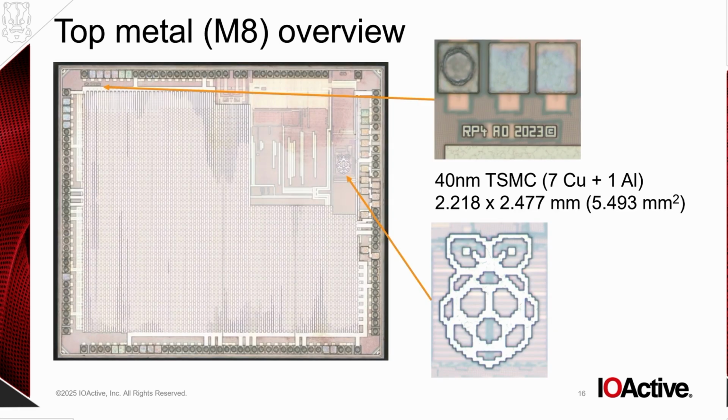Next thing we do is take some nice optical images, see what we can find there. All it's got on is a date, RP4, and a nice Raspberry Pi logo on there, which is quite rare these days.